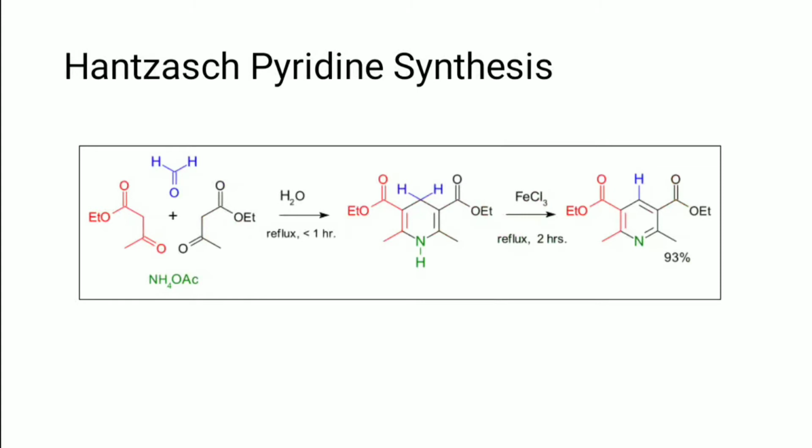In the reaction, 2 moles of beta-keto ester react with aldehyde and ammonia. Beta-keto ester is also known as acetoacetic ester, in the presence of water molecule, and this reaction is refluxed for 1 hour. Then it will form double hydrogenated pyridine. After the oxidation in the presence of FeCl3 and reflux for 2 hours, it will form substituted pyridine.